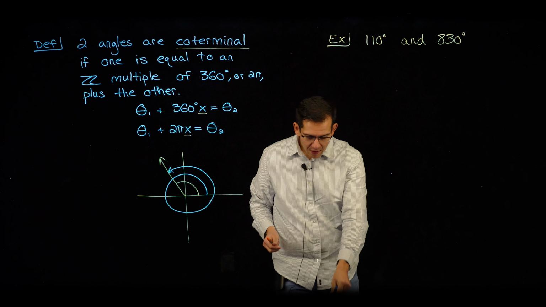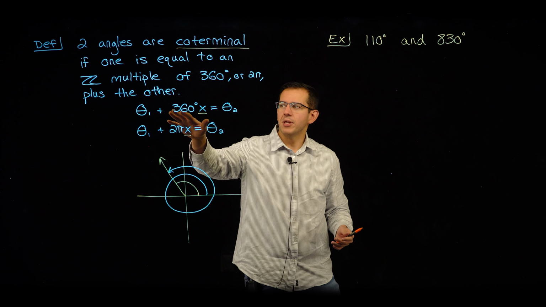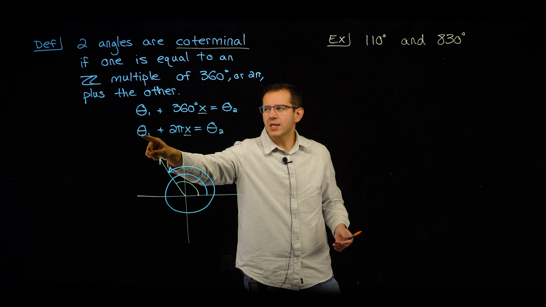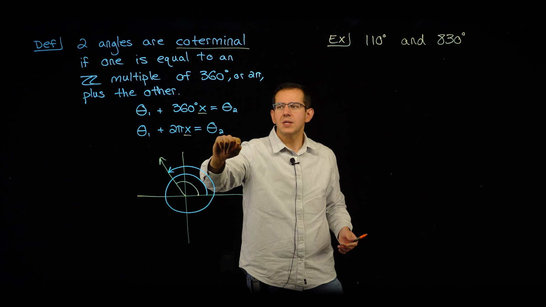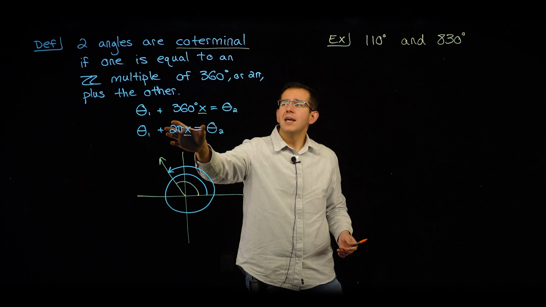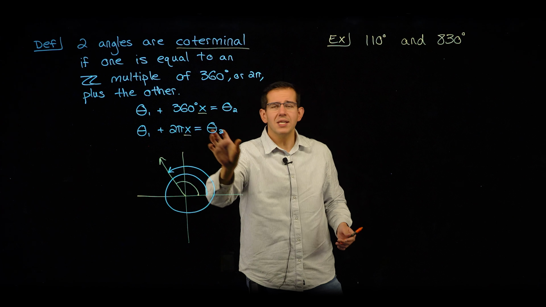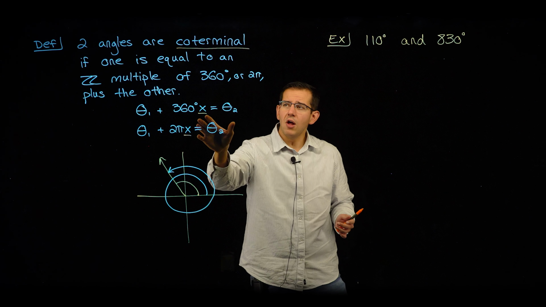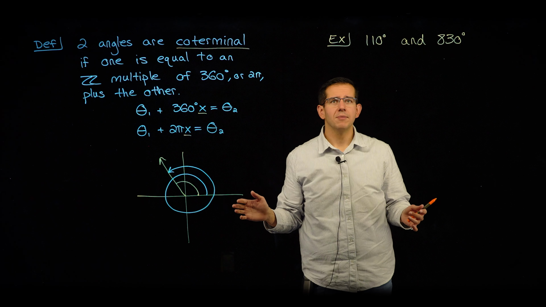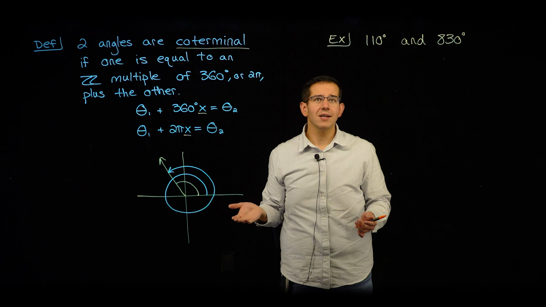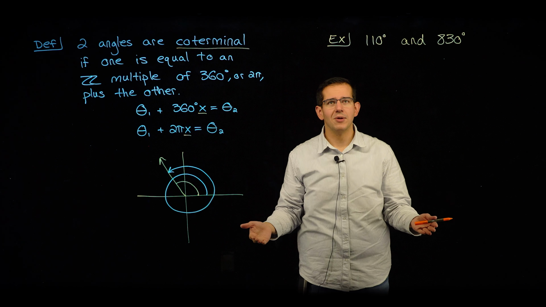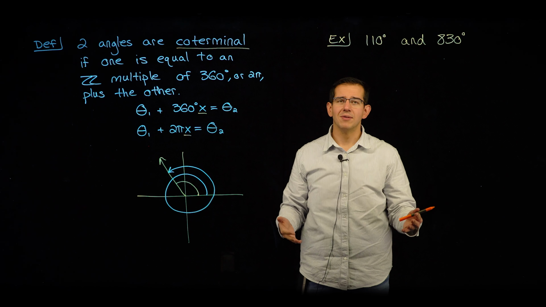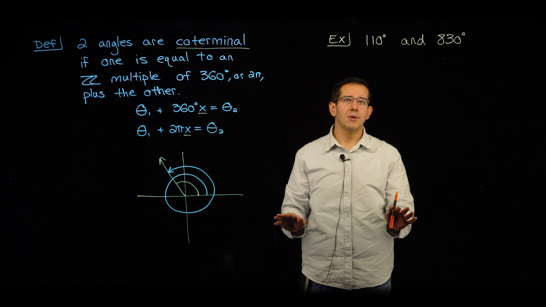So with that, we can use either of these formulas, theta 1 plus 360x equals theta 2, or theta 1 plus 2 pi x equals theta 2. If you plug in your two angles, it doesn't matter where you plug them in, theta 1 or theta 2, and solve for x in either formula. If you get an integer for x, then your angles are coterminal. If you do not get an integer, you get a decimal or a fraction, then they are not coterminal.